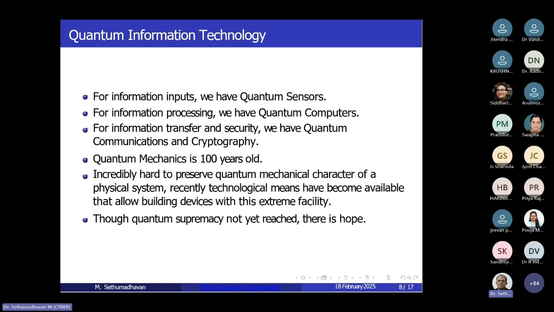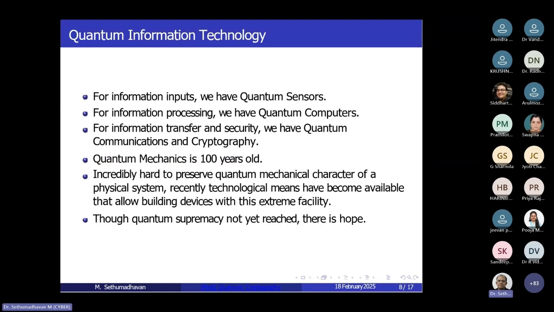Quantum mechanics is not new. It is a minimum 100 years old. Nothing new. If you ask any physics person, they will be able to tell you what quantum mechanics is. The problem in quantum mechanics is that it is hard to preserve the quantum mechanical character of a physical system. That was a problem in quantum mechanics.